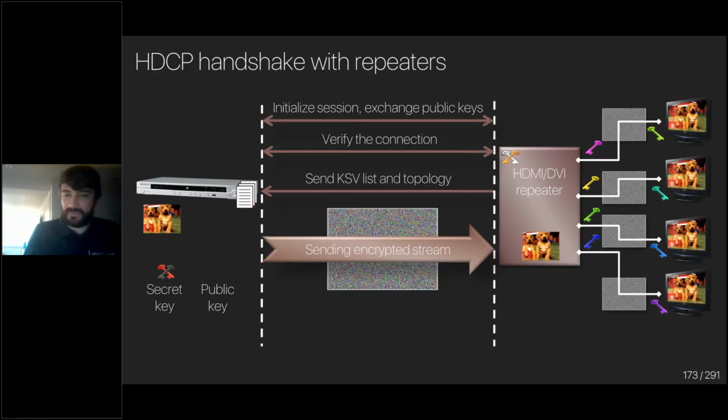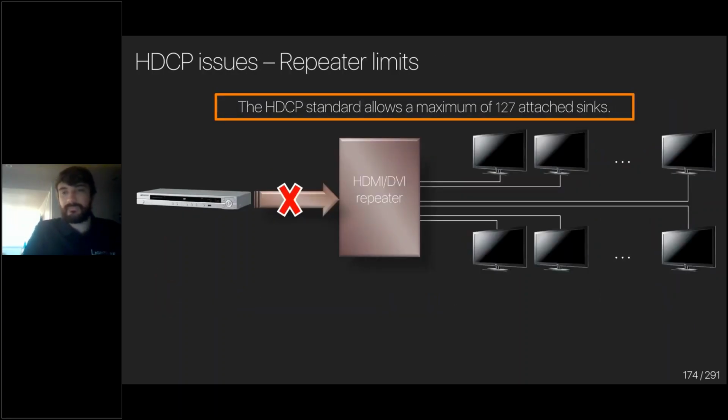If everything here works out well, then it'll send the decrypted signal, and we'll get that into the displays. And then again, we have the link verification every 2 seconds. So that's how HDCP works with our repeater devices. We'll take a look at some of the limitations.